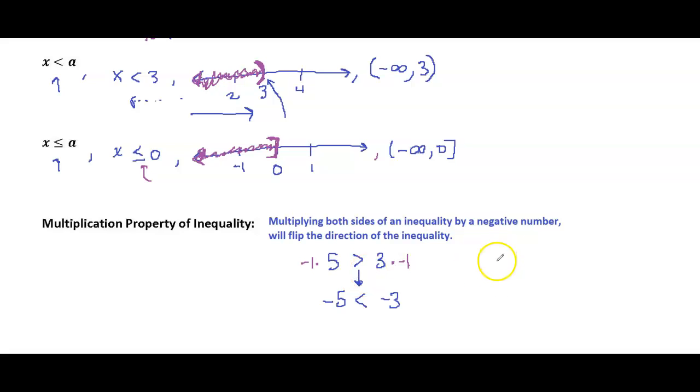This will come in handy when we're solving inequalities. Suppose we had negative 2x is less than 4. When it comes to isolating the x, we would have to divide by negative 2. Remember, division is a form of multiplication, so we would still use this rule. Dividing by negative 2 from both sides, we end up with x and negative 2. But let's not forget to change the direction of that inequality. We would now have x is greater than negative 2.